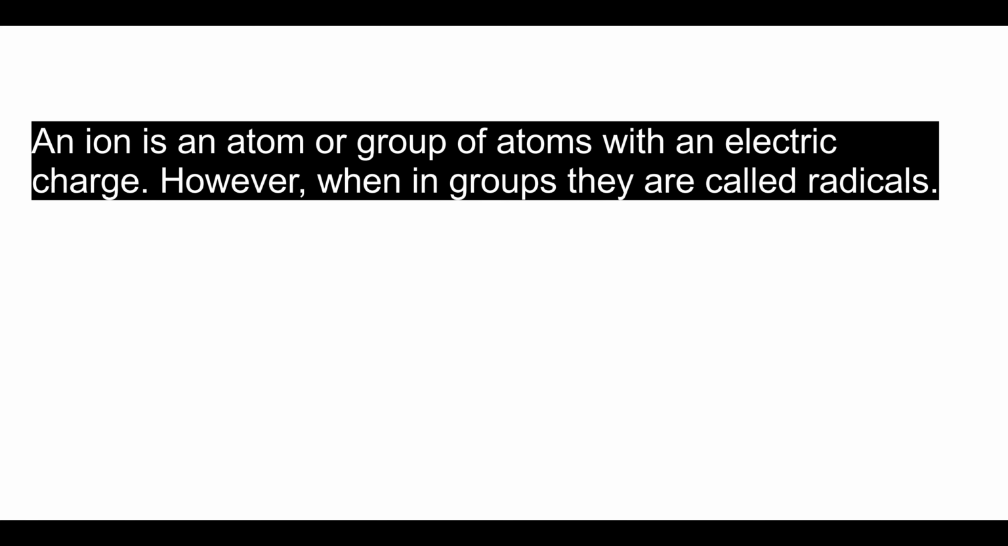The first term you need to understand is what an ion is. Well, an ion is an atom or group of atoms with an electric charge, which may be positive or negative. However, when the ions are in a group, they are called radicals, not ions.